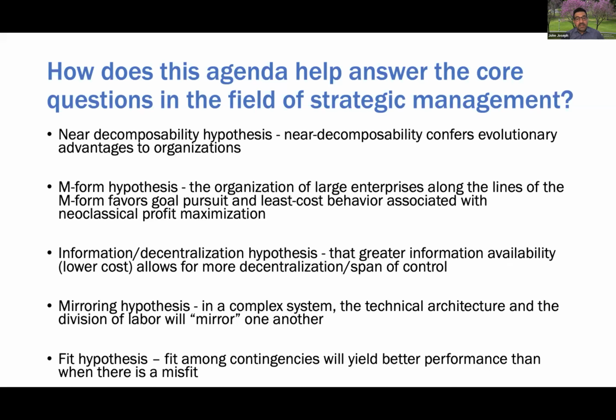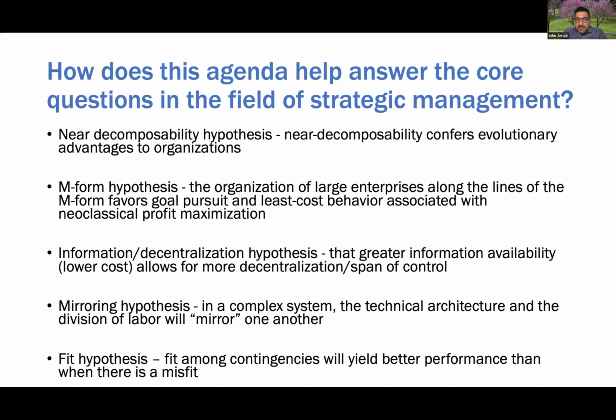The information decentralization hypothesis, that greater information allows for more decentralization, and the mirroring hypothesis, which everybody's probably familiar with, both offer predictions about the relationship between technology, design, and performance. And I think understanding these relationships is important to understand how the external environment is impacting information processing, communication, or capabilities in terms of heterogeneity. I also think these areas in org design can get us started on the AI question and how that's going to impact strategic management as well.